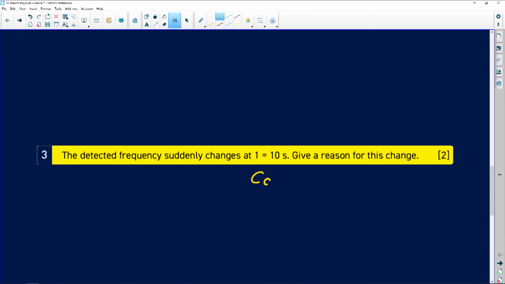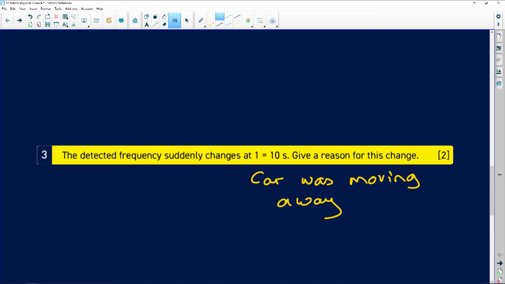As it passes us, what happens now? That pitch decreases. So the frequency decreases. Now as it's past us, we have fewer waves striking our eardrum, so we hear it at a lower pitch. All right, so what happened at t equal to 10 seconds? The car was moving away from us. You can just say the car was moving away. And that is why we had the drop in frequency.